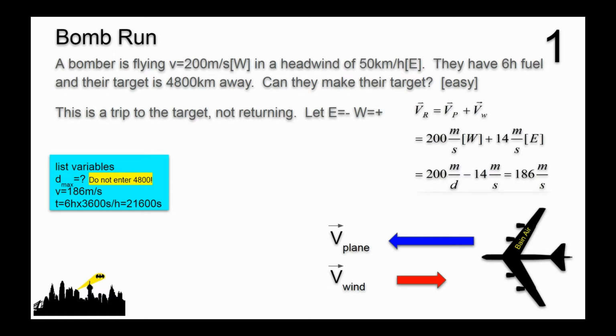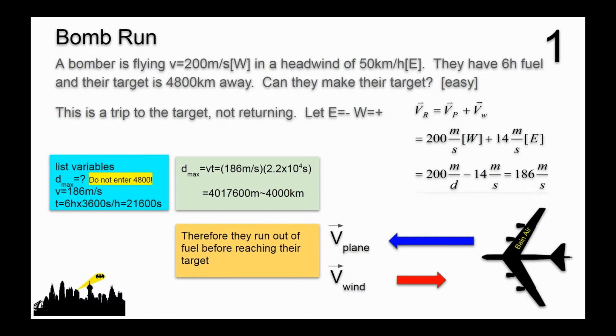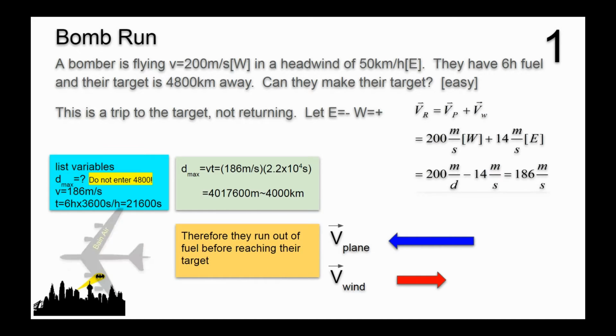And the next thing we need to do is convert the hours of flight to seconds. So we've got the plane speed in meters a second and the time in seconds. We calculate the distance flown and we get, at best, they can do 4,000 kilometers. So they run out of fuel before reaching their target.